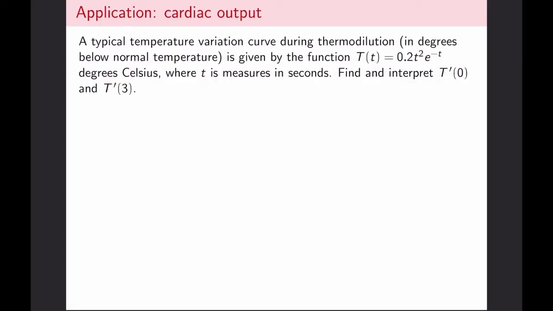What's important here to realize is that this is measuring the below-normal temperature. So we're interested in when this is going to get back to zero, which basically means normal temperature. The faster it gets back to zero, the more effectively and efficiently the heart is pumping blood. We are asked to compute and interpret the derivative at 0 and the derivative at 3. So let's take a look at what we can do.